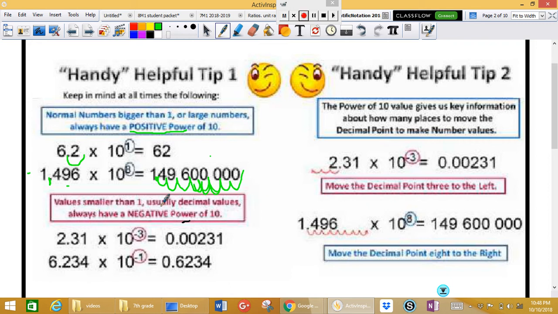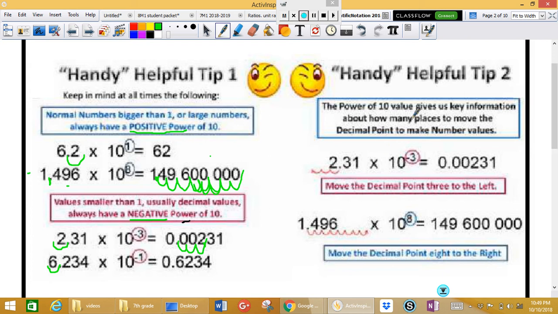Values smaller than 1, usually decimal values, always have a negative power of 10. So 2.31 times 10 to the negative third means I have to move my decimal 3 places left. So if it's right here, it's going to go 1, 2, 3. So my number is going to be less than 1. Here we have 6.234 to the negative first, so I'm just moving it 1 place back. So it moves from in front of the 6 to behind the 6. Again, a decimal number, a negative exponent.